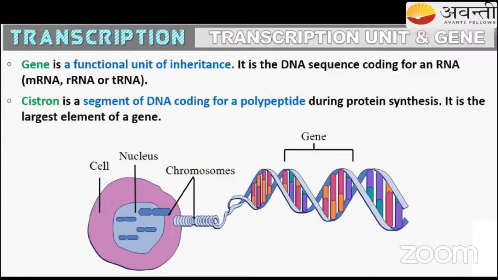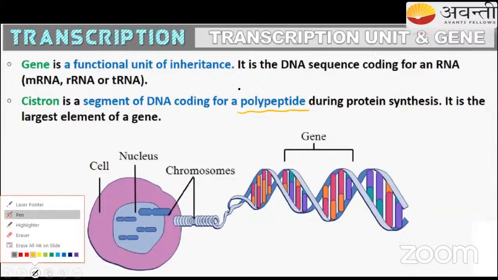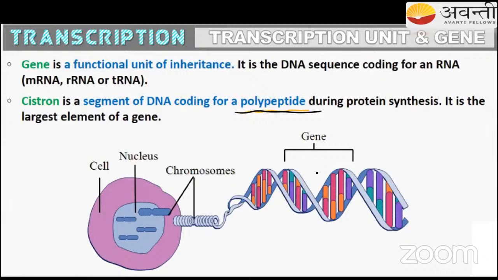But when we are talking about the cistron, it is a segment of the DNA which codes for a polypeptide. Remember, guys, it is a segment of DNA. It will code only for the protein, only for the polypeptide. Okay, guys. So that is what we will call a cistron. So a gene may synthesize any RNA, mRNA, tRNA, rRNA. But a cistron will give rise to only the polypeptide. It is a segment of the DNA which will synthesize a polypeptide. Did you understand this?